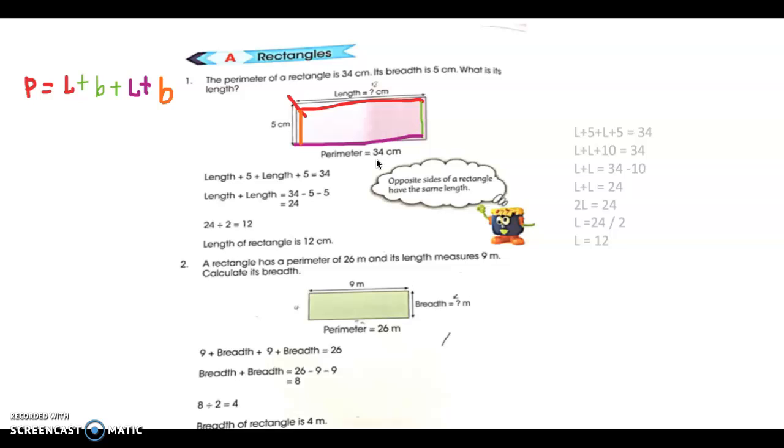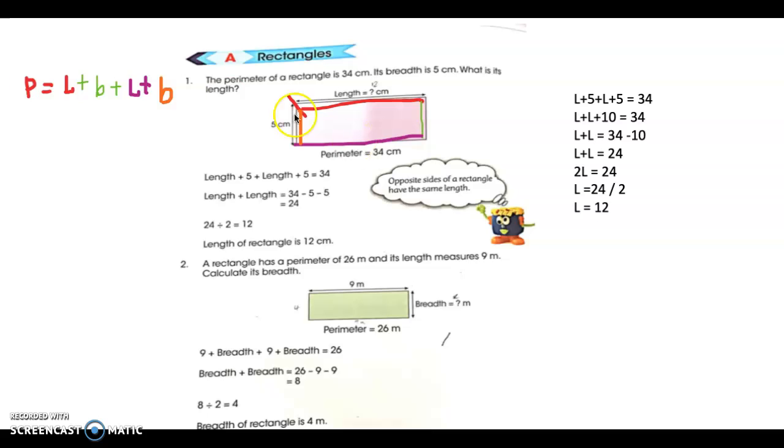Now look at this one, that is L plus 5, for this one P, 34. L we don't know because we are asked to find out L, and then 5, breadth is given, again L we don't know, again breadth is given. Because in a rectangle opposite sides are equal, right? That means this is L, this is also L. So these two lengths will be equal. This is 5 and this is also 5. In a square, all the sides are equal.